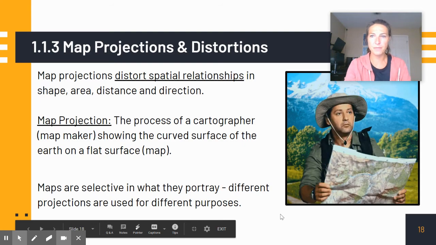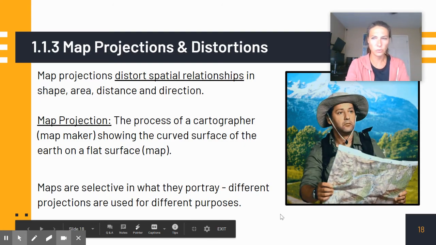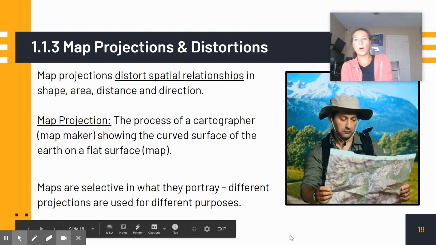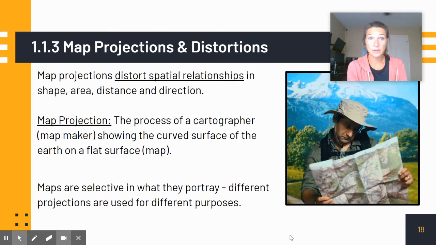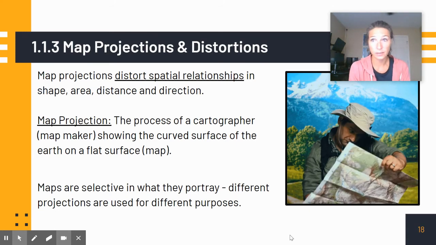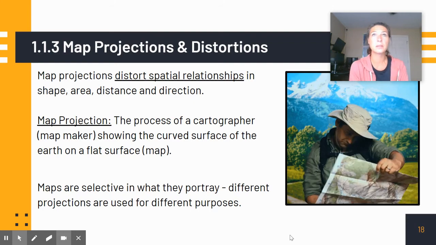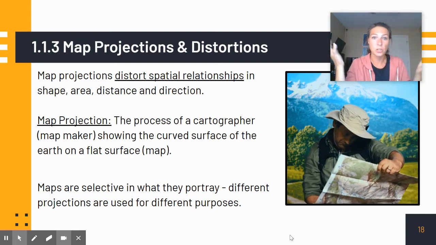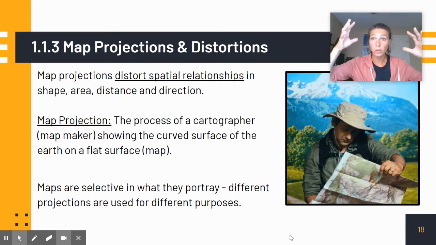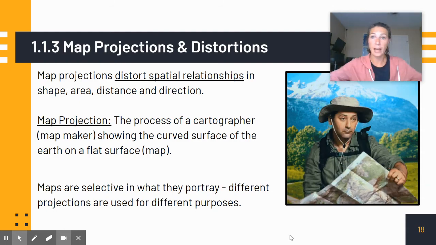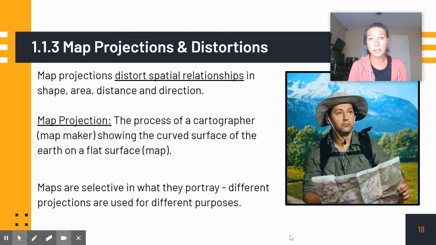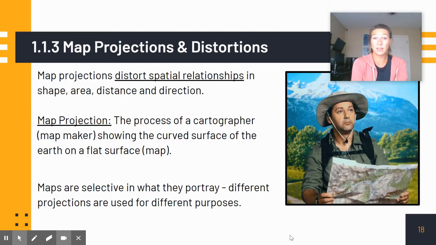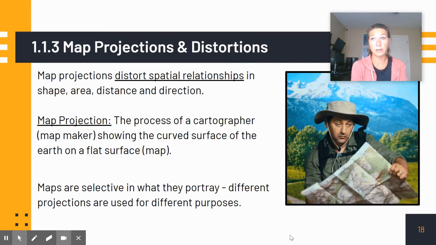Okay, the last part of this increasingly long lecture has to do with map projections and distortions. All maps, every map, is distorted in some way. Why? Because the whole definition of a projection is taking the world, which is round, and making it flat. So when you do that, you have to make some sacrifices as a cartographer, a map maker, because you can't physically represent a round surface on a flat surface.